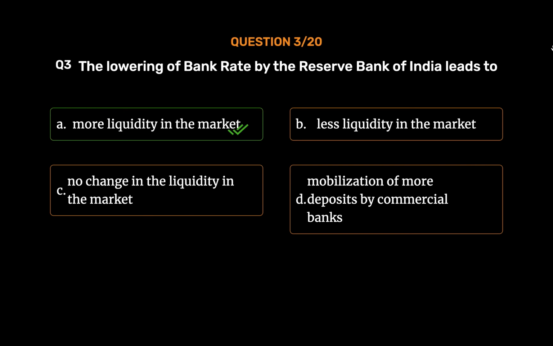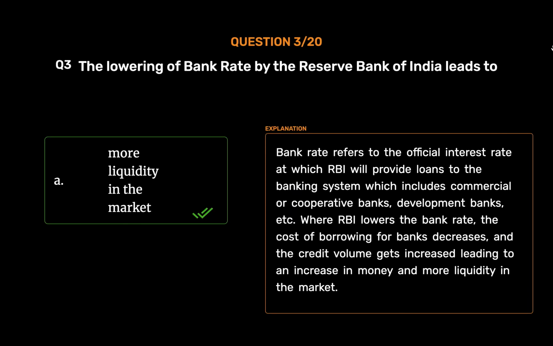More liquidity in the market. Bank rate refers to the official interest rate at which RBI will provide loans to the banking system, which includes commercial or cooperative banks, development banks, etc. When RBI lowers the bank rate, the cost of borrowing for banks decreases, and the credit volume gets increased, leading to an increase in money and more liquidity in the market.